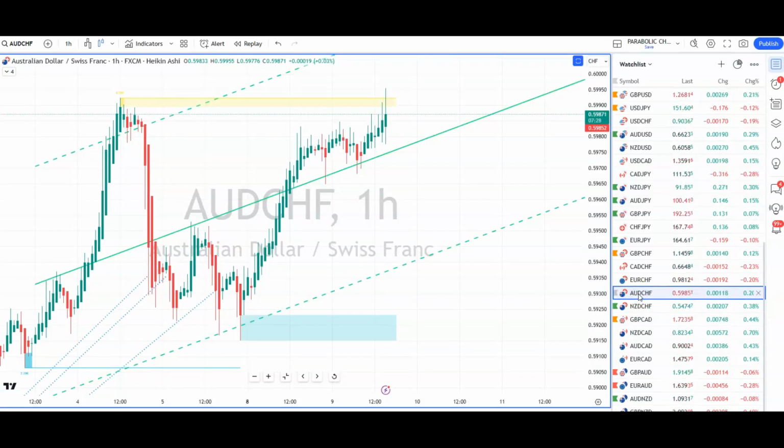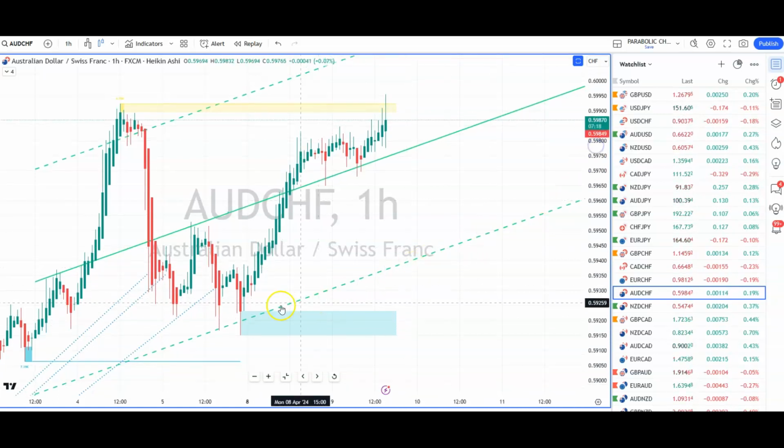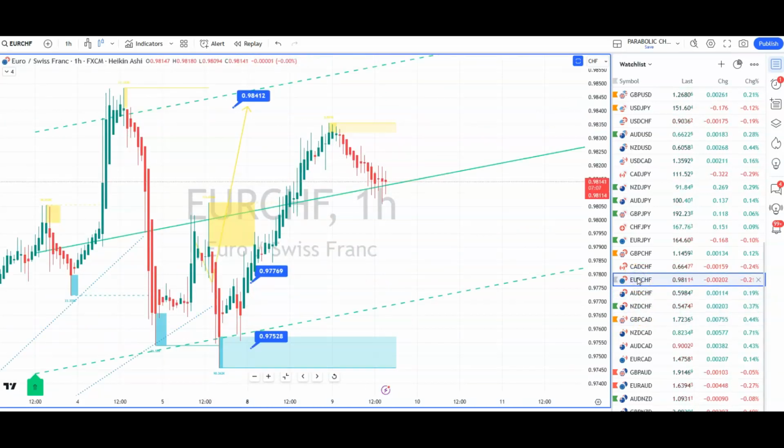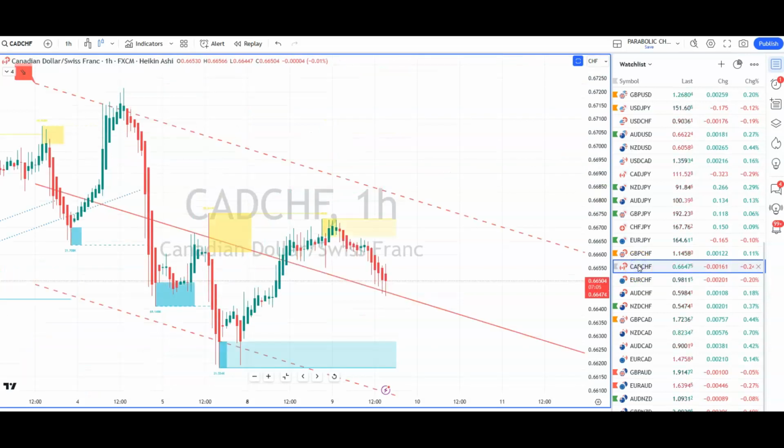Just going to flick through these. See, now you've got this Aussie Swiss into a yellow zone, which is a selling area, but you can see the trend is upwards. Short-term trend anyway, it's not parabolic. So you don't want to be selling it ideally, you want to be buying it down here. Euro Swiss, don't like that pair.